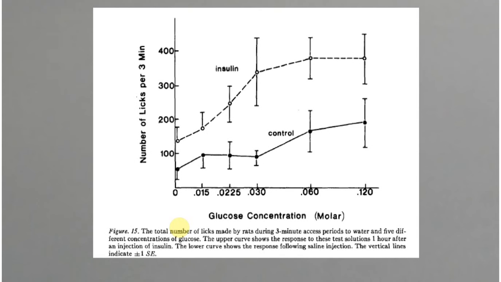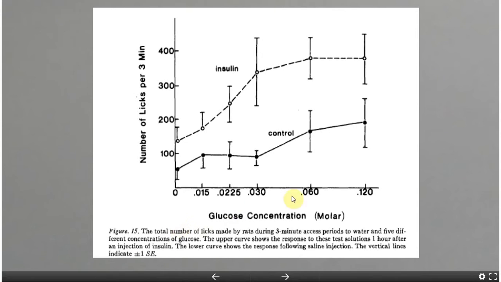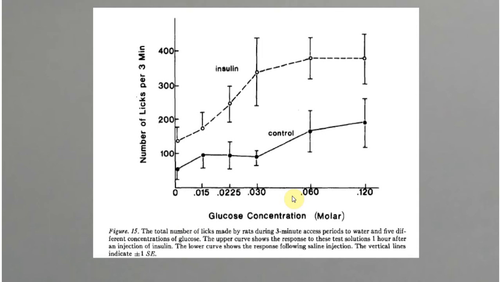This was a paper on the number of licks made by rats during a 3-minute period. Some of the rats were injected with insulin and some were not. And you can see that over time, this was really a glucose concentration of what they were drinking, not versus time. But you can see that there's different kinds of curve shapes depending on whether insulin was injected or not injected.